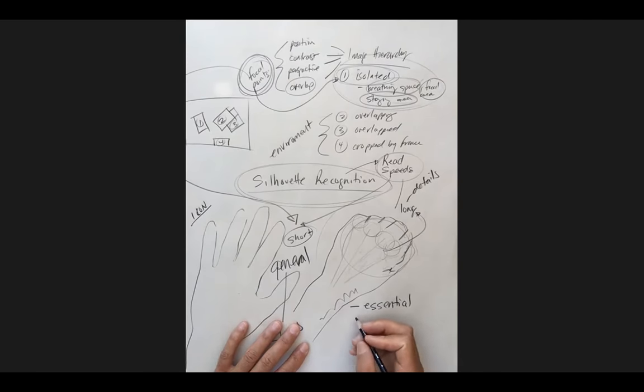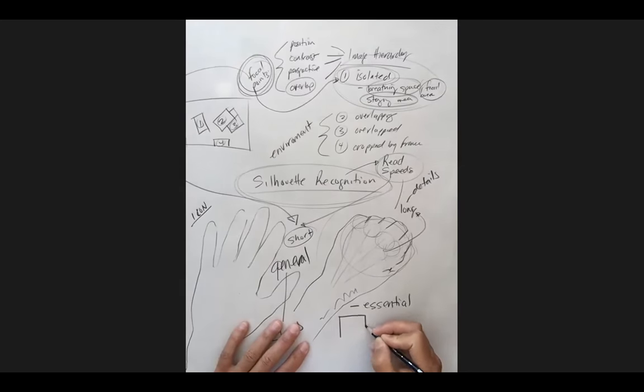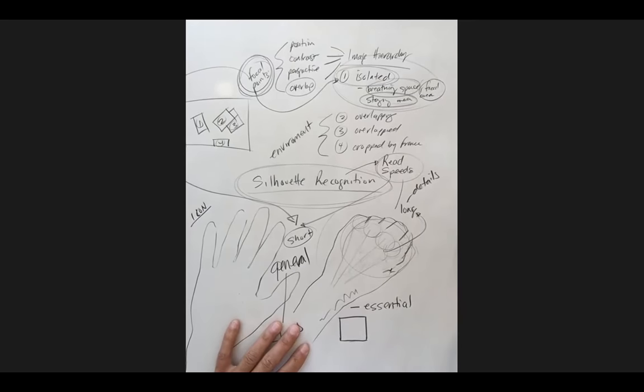So, as a really basic example, if I was to ask you what's essential about a square, what would you say that is? Four equal length sides. Four equal sides. Okay, great. Now, what else is essential about a square? 90-degree angles. Okay.